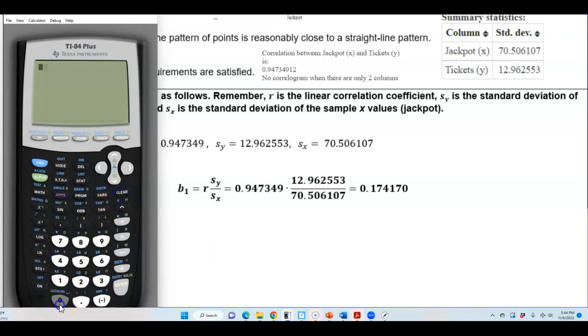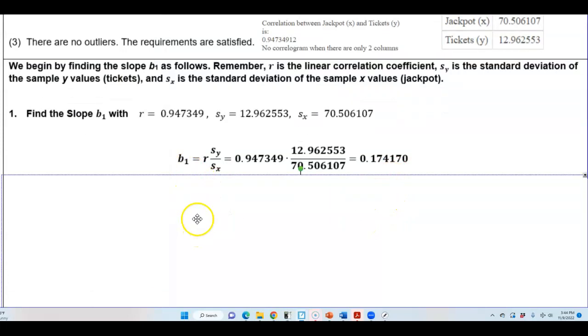We're going to take 0.947349 and multiply it by the numerator, 12.962553. We take that value after we multiply and then divide it by 70.506107. And we get the following, rounded to 6 decimal places: 0.174170. So that's going to represent our slope.